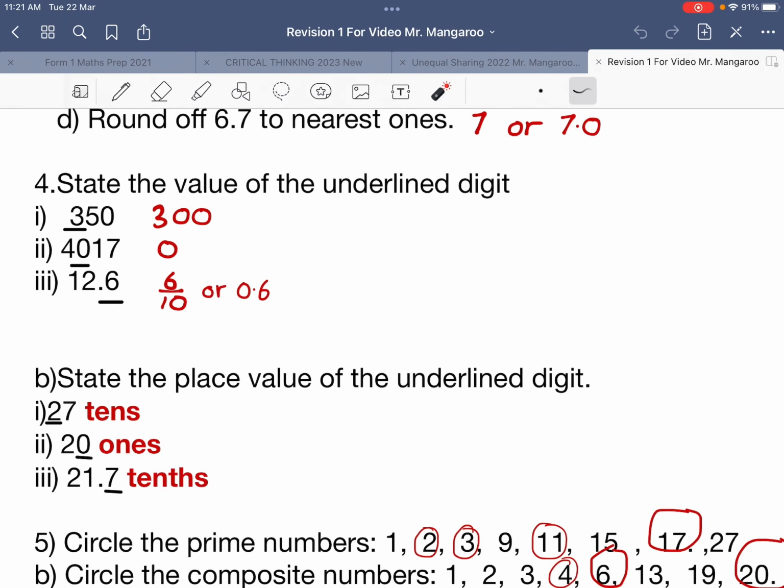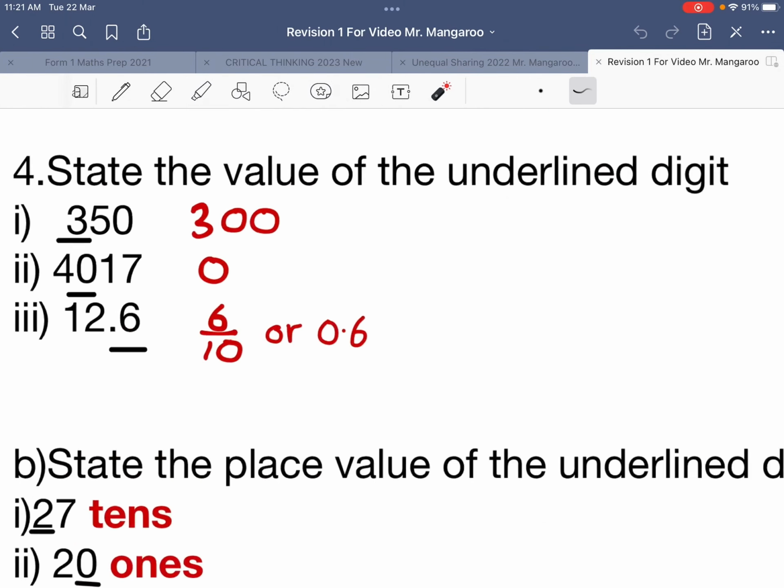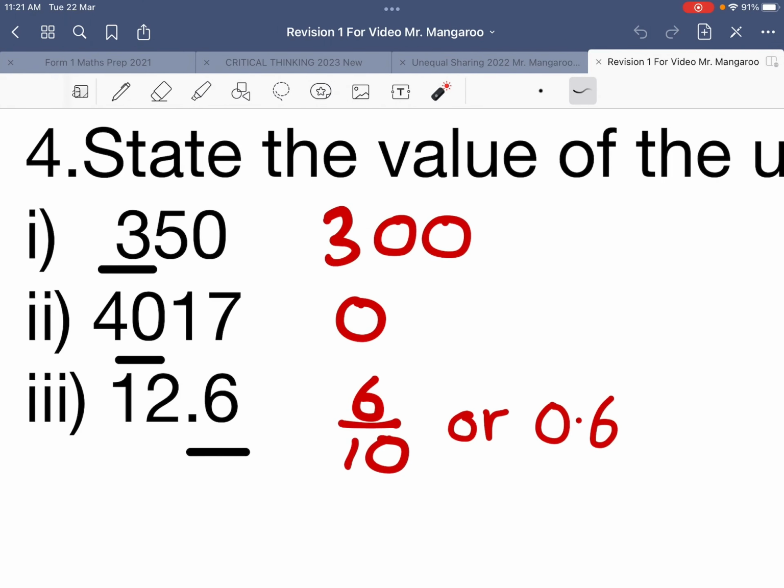4. State the value of the underlined digit. So the 3 is worth 300 because it's in the hundreds position. The 0, all zeros have a value of 0. And the 6 is in the tenths position. So that's 6 tenths, or 0.6.